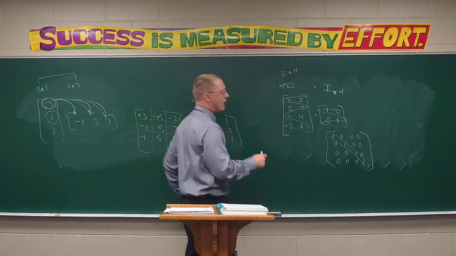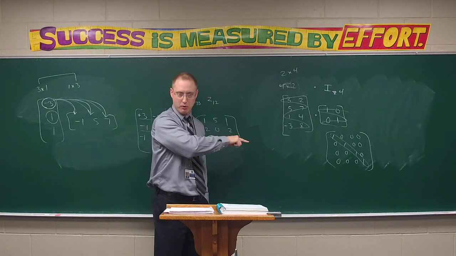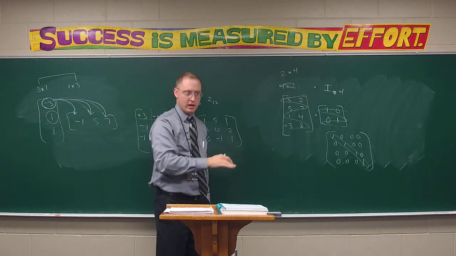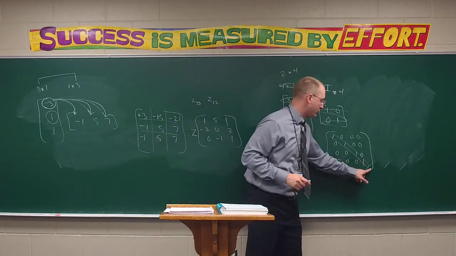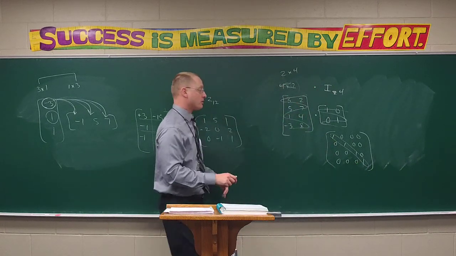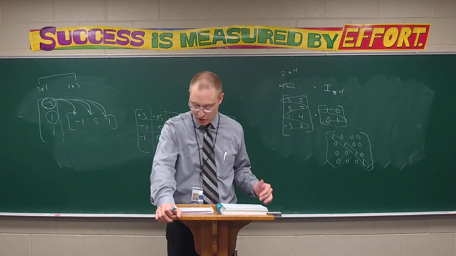Everything else is zeros. What do we call that row of ones? It has a name, those elements in that order. Anyone? Main diagonal. It's called the main diagonal. So the main diagonal is going to be all ones. Everything else is going to be zeros. And then we multiply the matrix by the appropriate identity matrix. You just get what you started with.